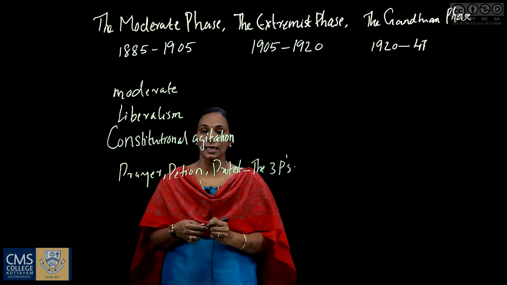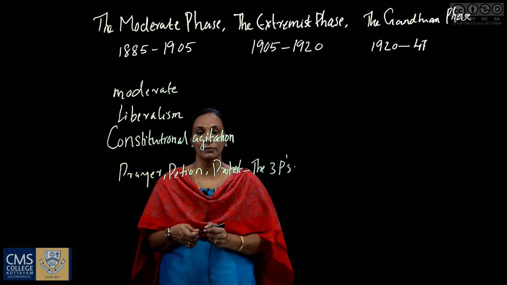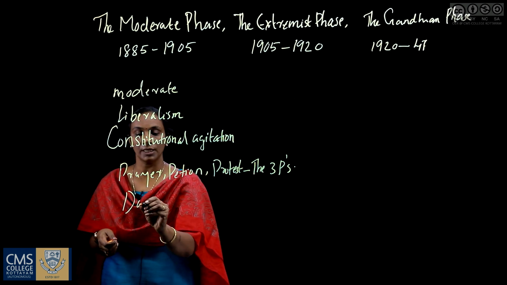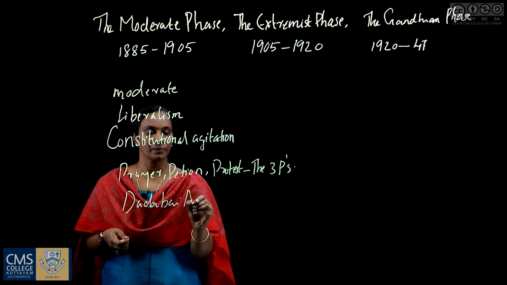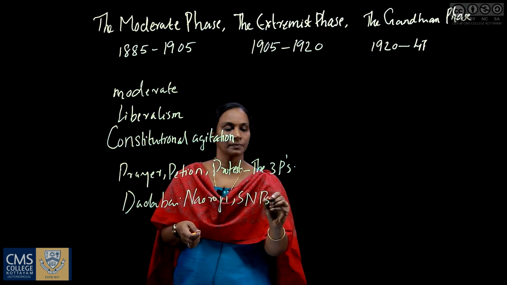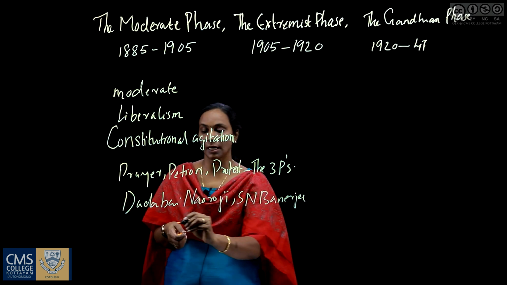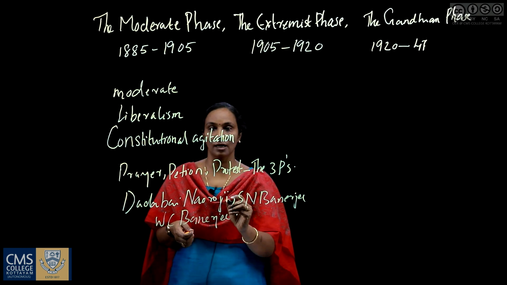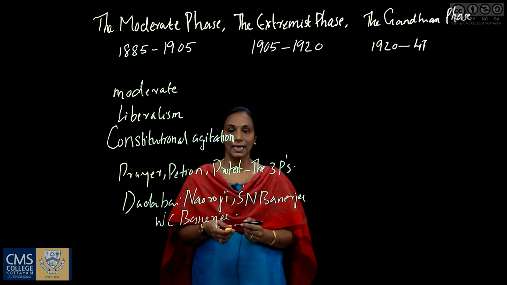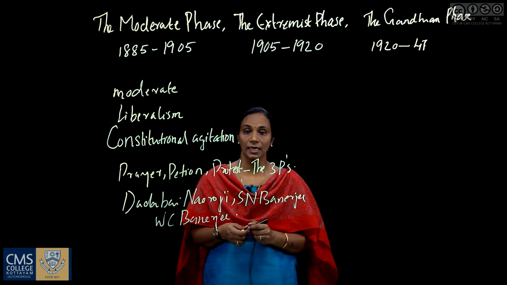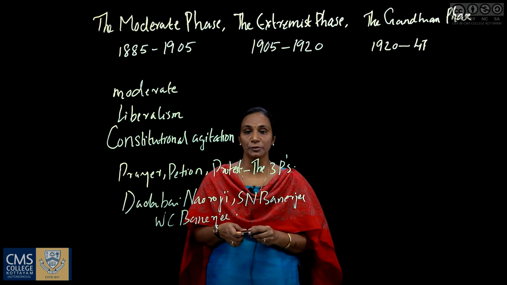When we look into the early nationalist movement, we can cite a number of examples for early nationalist leaders like Dadabhai Naoroji, Surendranath Banerjee, W.C. Banerjee, etc. were some of the examples for early nationalist leaders. These early nationalist leaders believed that a direct struggle for the political emancipation of the country had not yet arrived.